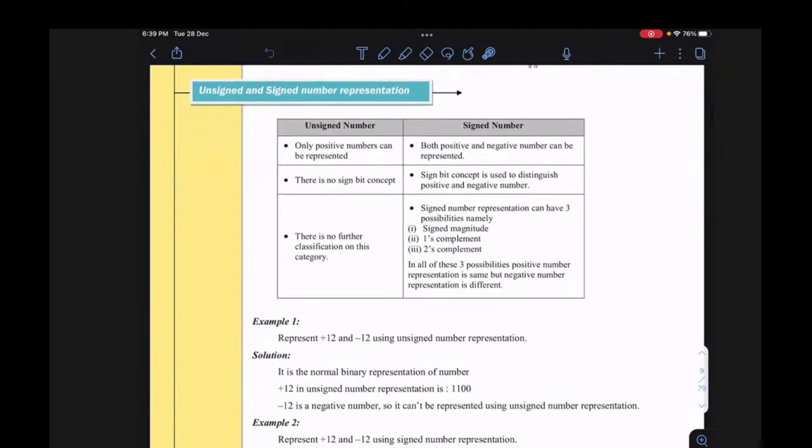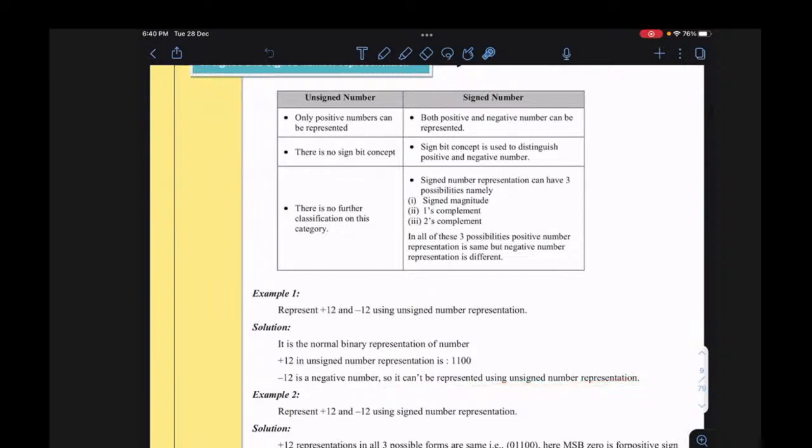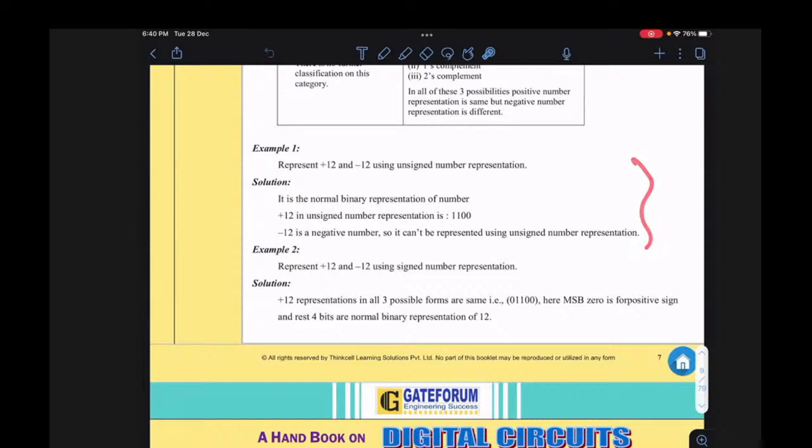For example, here I have taken: represent plus 12 and minus 12 using unsigned number representation. Plus 12 in binary form is 1100, so I have simply written 1100. And minus 12 in unsigned number cannot be represented, because we said it is not valid for negative numbers. It is meant for only positive numbers.